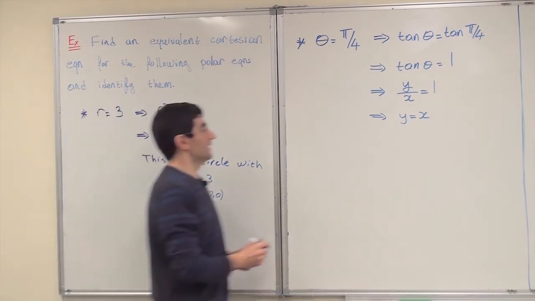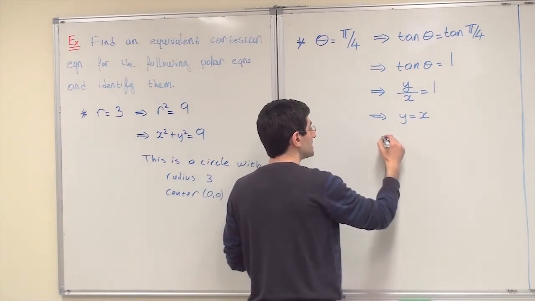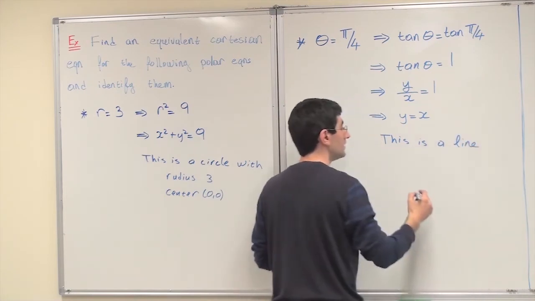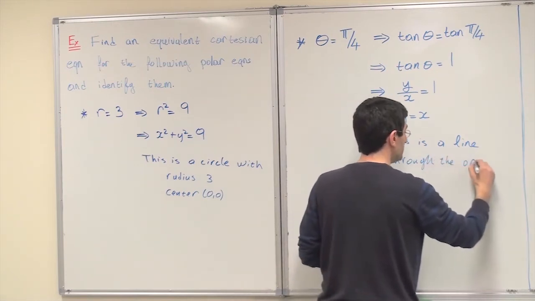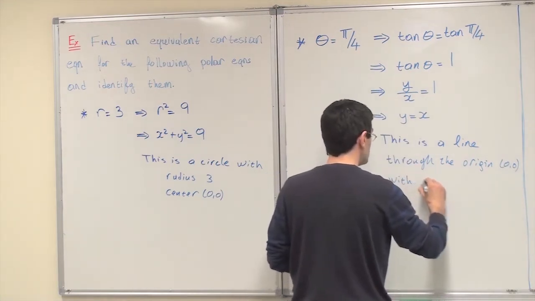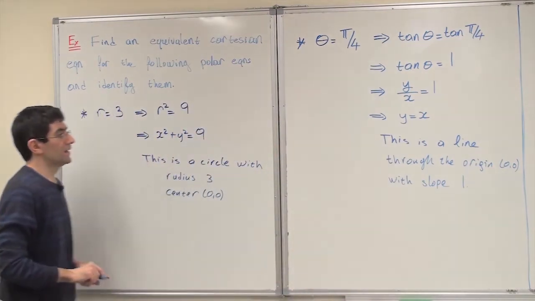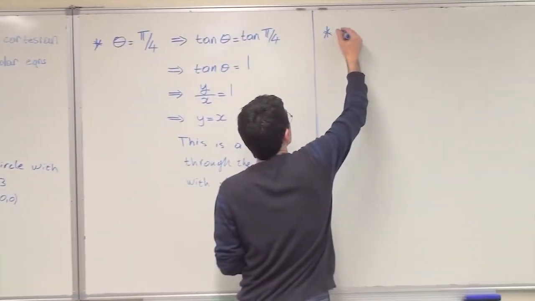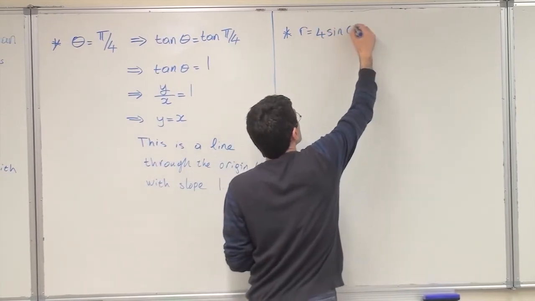Okay, now for the identity of this Cartesian equation, it is a line through the origin with slope 1. Okay, our next equation is r equals 4 sine theta.